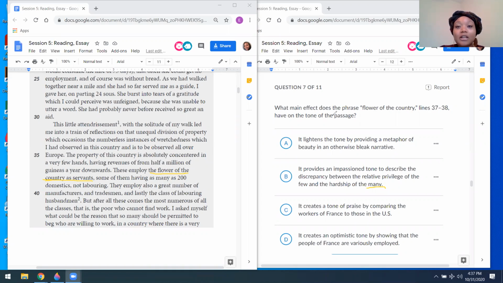Yeah, you guys are exactly right. They need more money for bread and stuff like that. So B is the correct answer. Very well explained by you guys. A is wrong. It lightens the tone by providing a metaphor of beauty in the otherwise bleak narrative. It doesn't lighten the tone. It's still fairly bleak. C, it creates a tone of praise by comparing the workers of France to those in the US.